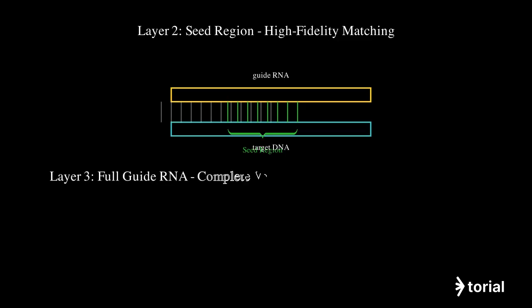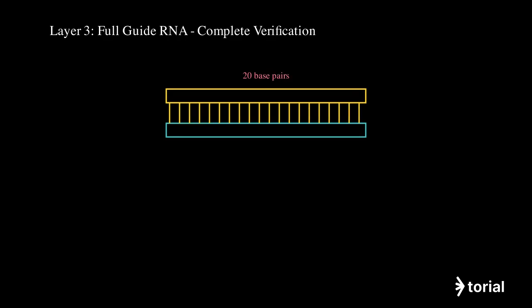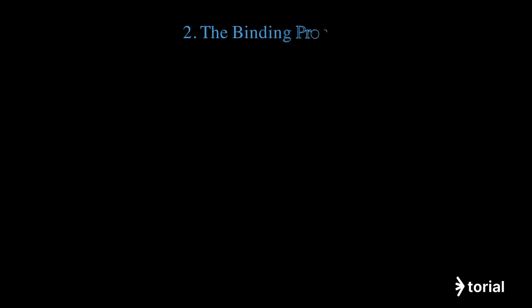The third layer involves the full 20 nucleotide guide RNA sequence verification. All 20 bases must match sufficiently for Cas9 to proceed with cutting, though some mismatches far from PAM are tolerated. Let's see how these layers work together during the actual binding process.